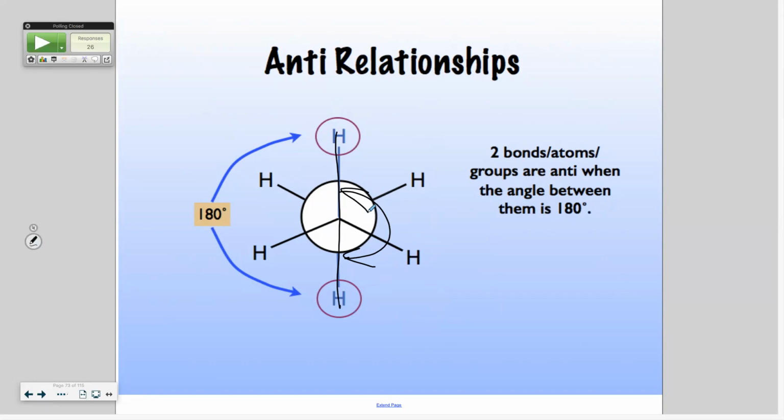Do they have to be up and down? What about these two hydrogens? What are they to each other? They're also anti. And of course, these two hydrogens are also anti. Because you know we're going to take away the hydrogens in a minute and put stuff there.